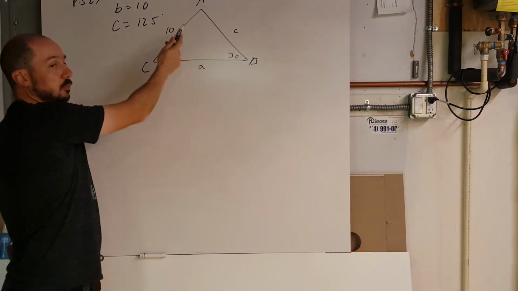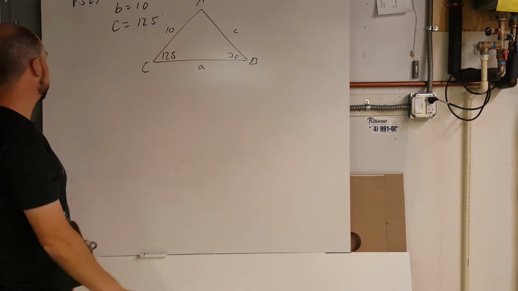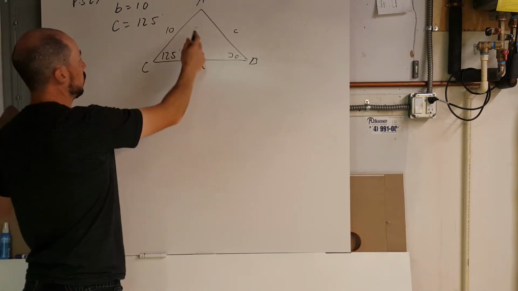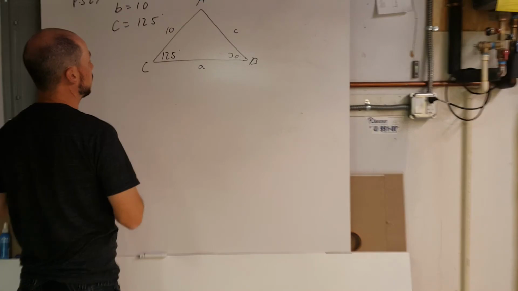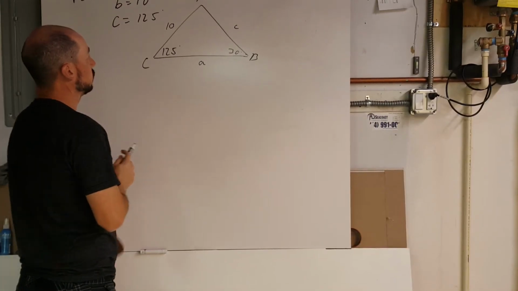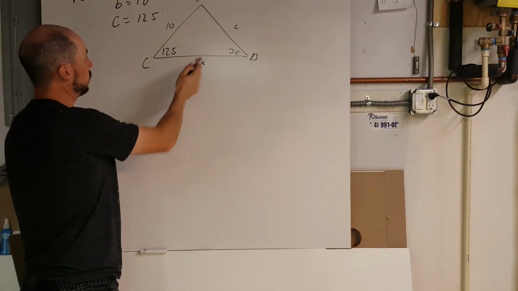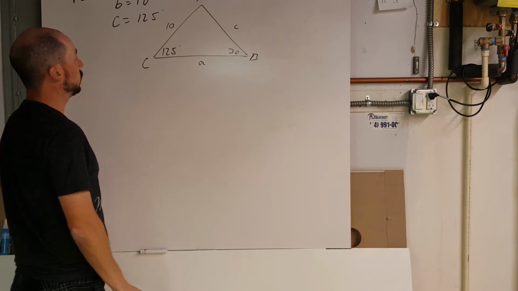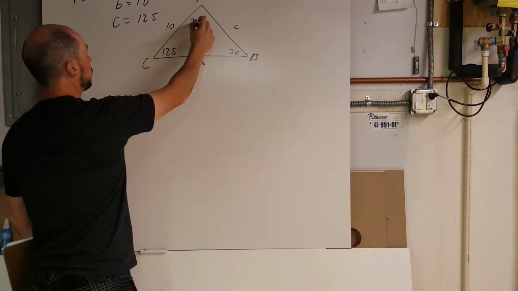Well, angle A, hopefully you're thinking right now, geez, angle A, that's going to be easy. Just do 180 minus 125 minus 30. So let's see. 125 plus 30 is going to be 155. 180 minus 155 is going to be 25 degrees.